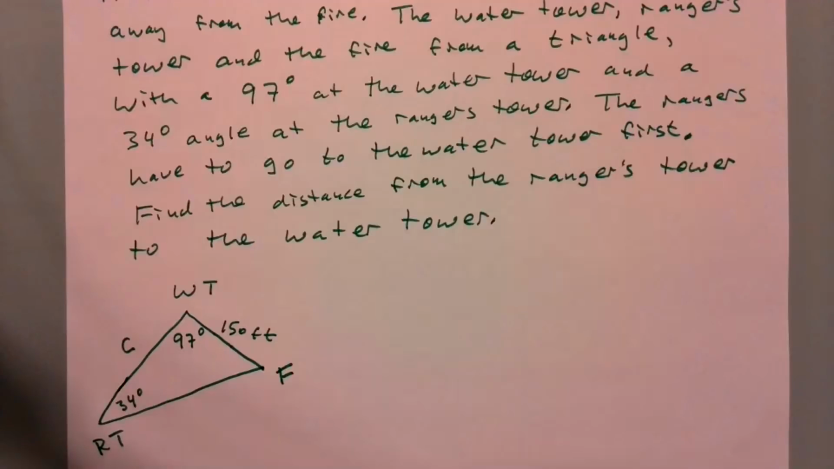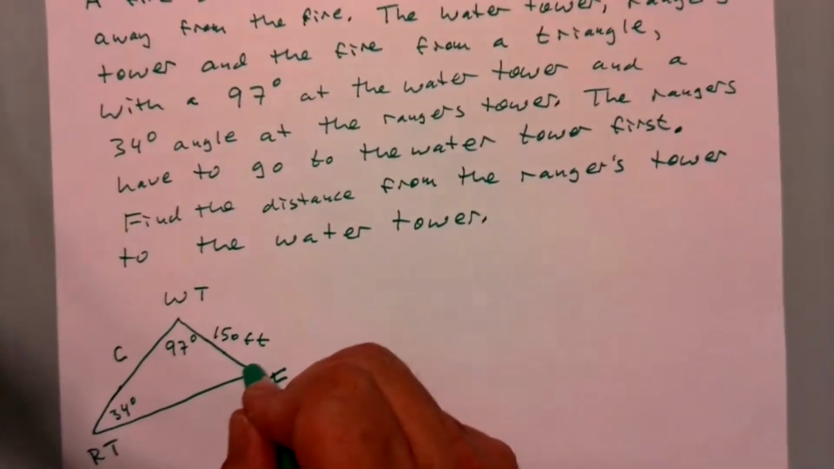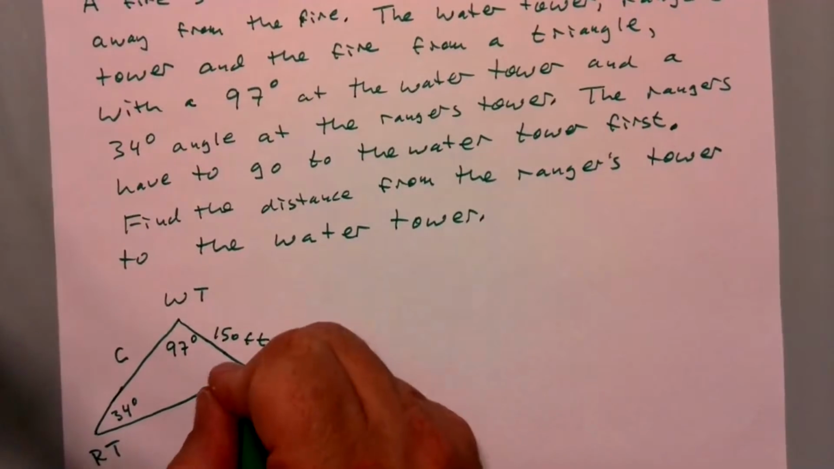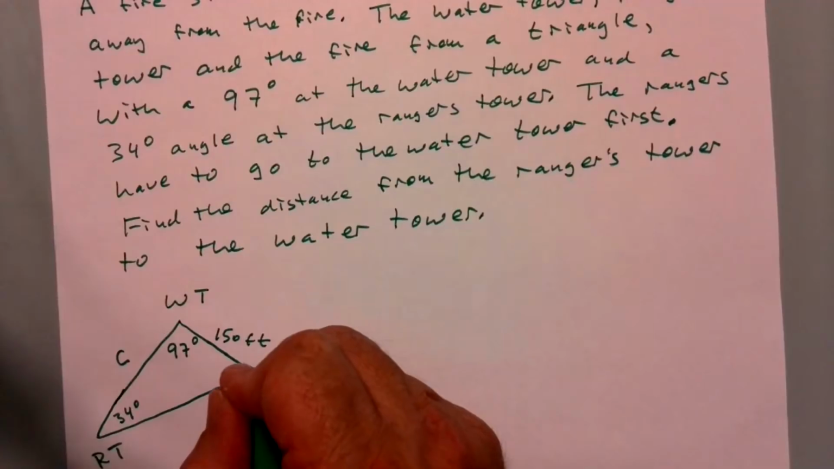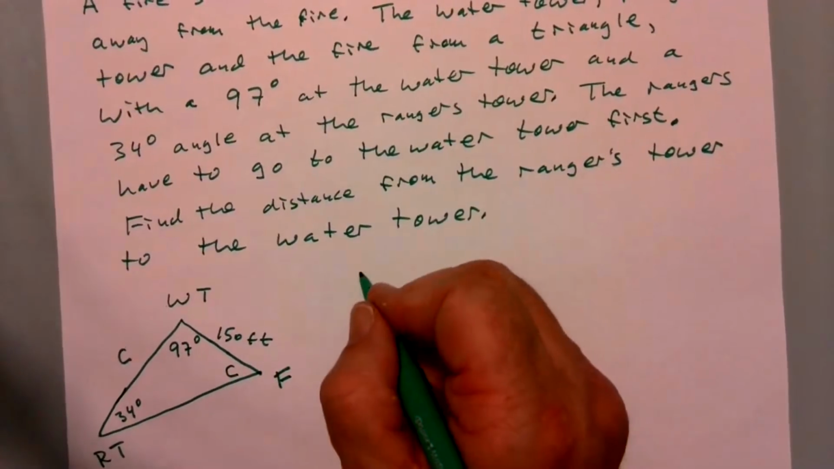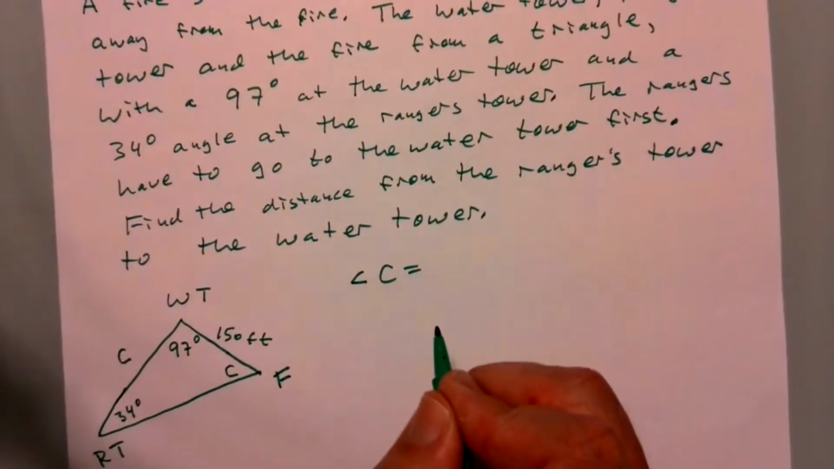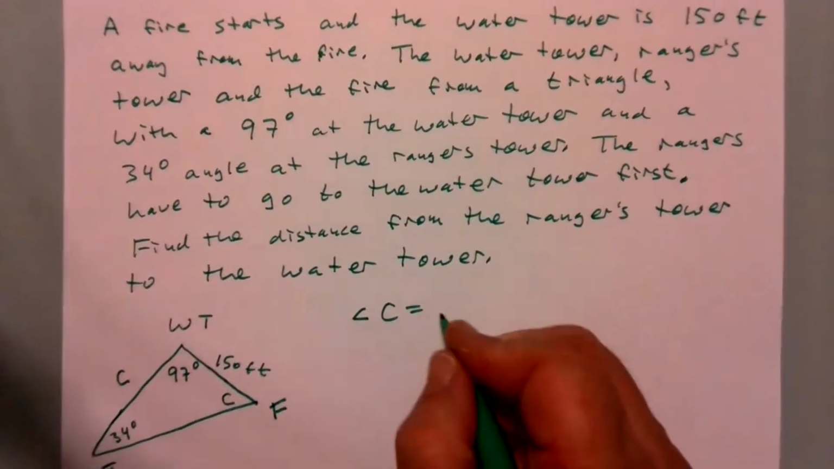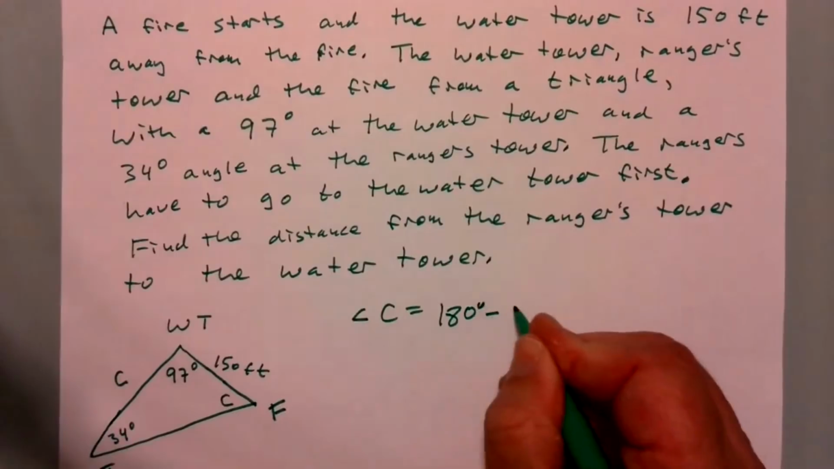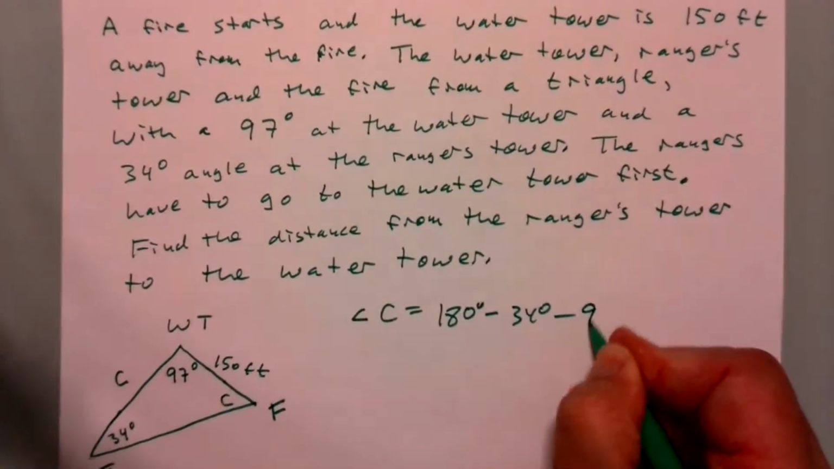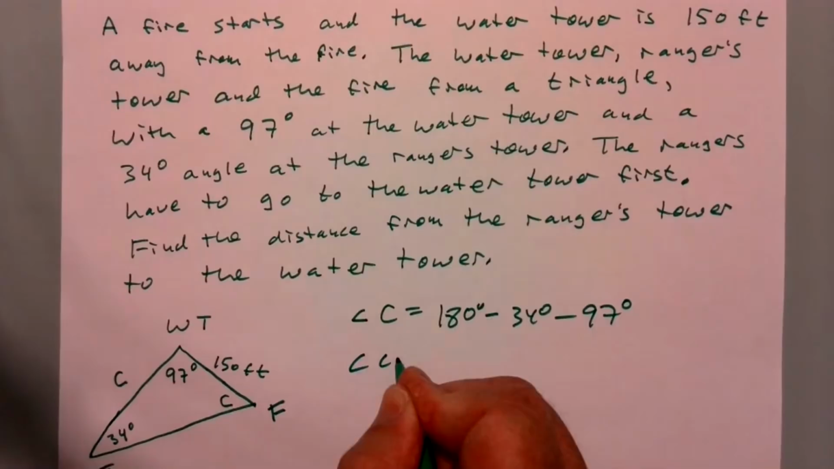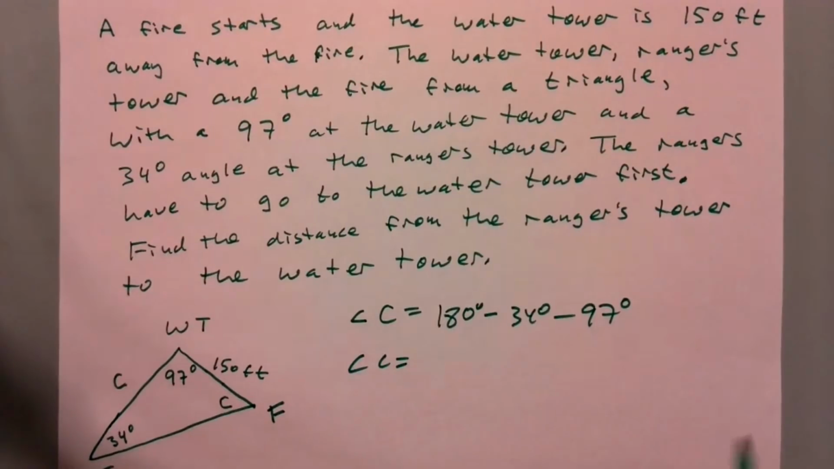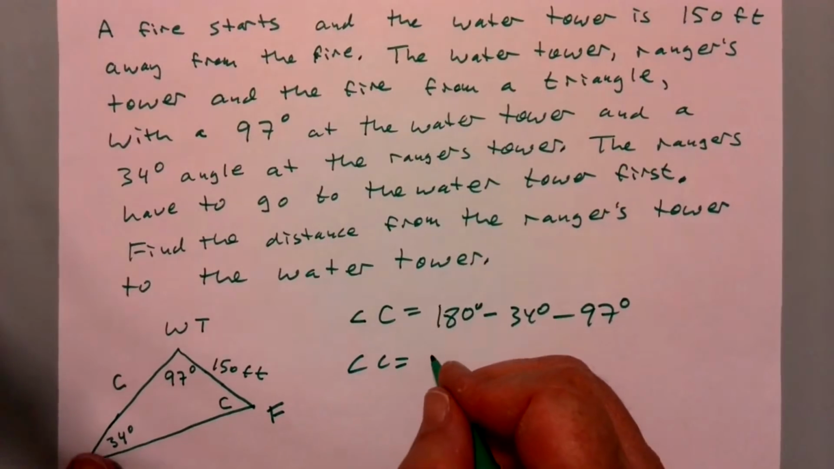Anyway, how are we going to do this? I need to find this angle C, so I'll call that angle C opposite little c at the fire. And to get angle C, I know that the 3 angles have to add up to 180. So angle C will be 180 degrees minus 34 degrees minus 97 degrees. So if I do that, I believe that is 49 degrees.